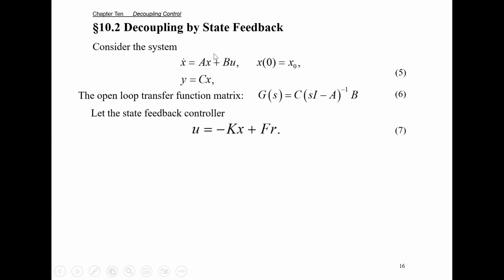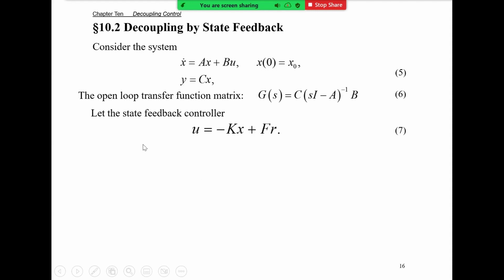So we consider a system. Now we have this standard ABC. This is how we can get the open loop transfer function with ABC. I showed you right at the beginning how to get this one from the Laplace transform. This is the open loop transfer function.